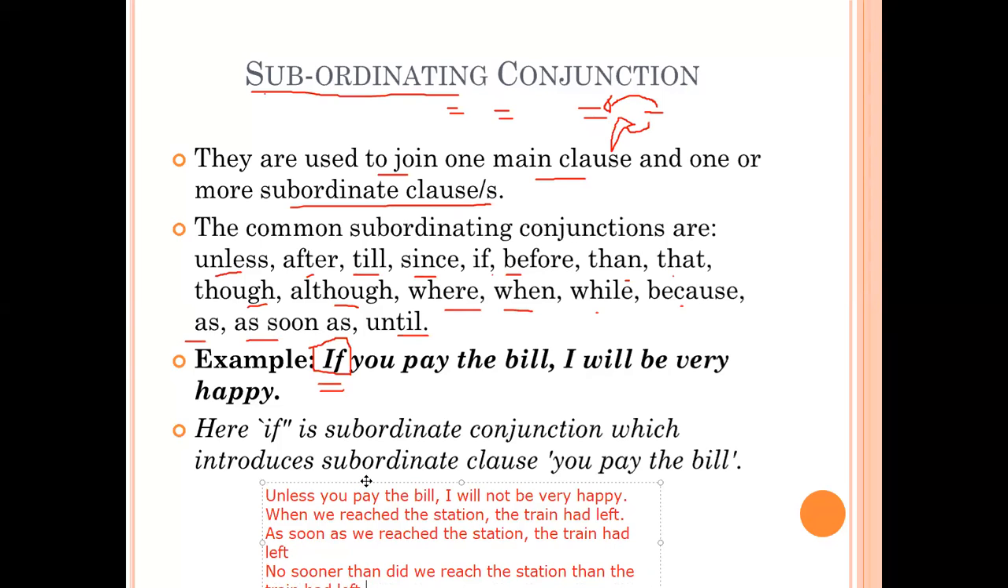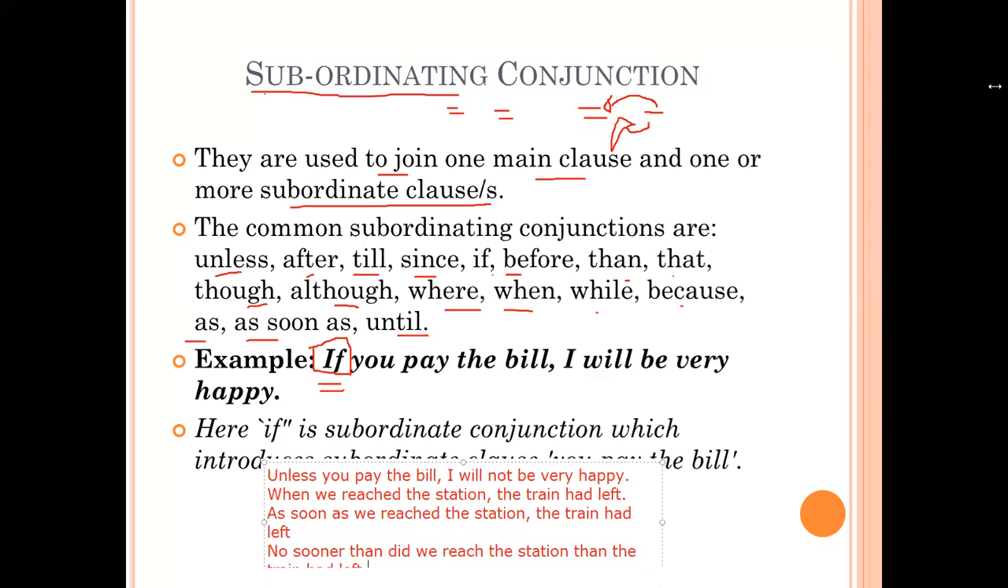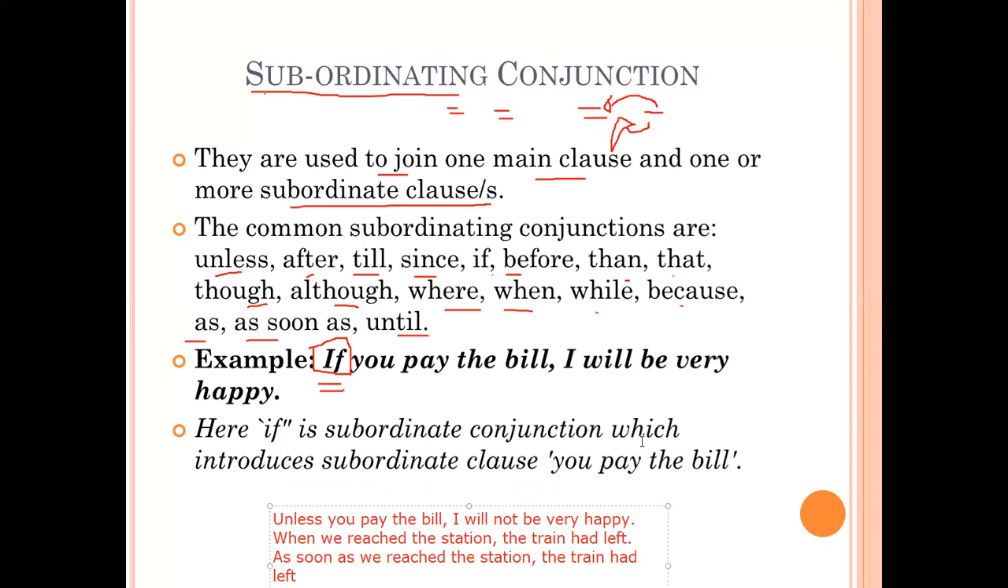And there are so many. As soon as the teacher entered the class, students stood up. Or as soon as I opened the window, birds flew away. Like these. So here just try to pay attention. It says here if is subordinate conjunction which introduces subordinate clause, if you pay the bill. So which is main clause and which is subordinate clause here? So the conjunction if is used with that clause, that clause is subordinate clause.